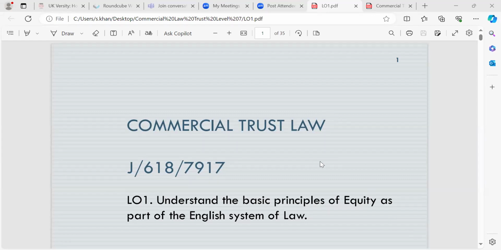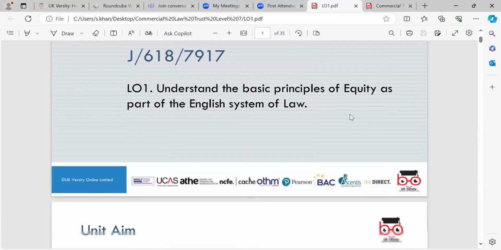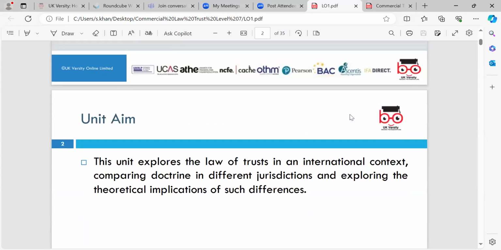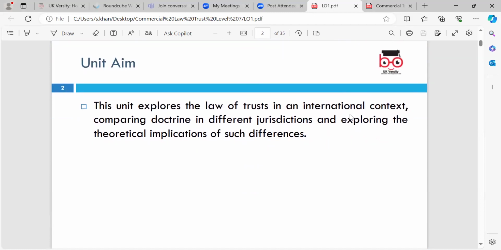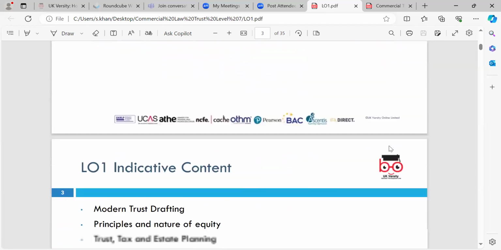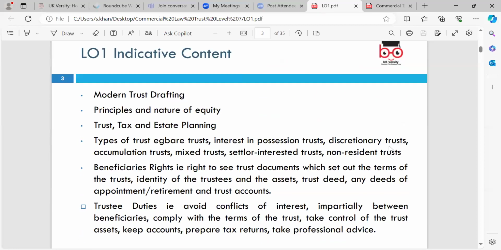So we're starting off with the unit commercial trust law, and we'll be looking at unit learning outcome 1 today, which is to understand the basic principles of equity as part of the English system of law. The unit aim: this unit explores the law of trust in an international context, comparing the doctrine in different jurisdictions, as we mentioned before, and exploring the theoretical implications of such differences. So learning outcome 1, indicative content.